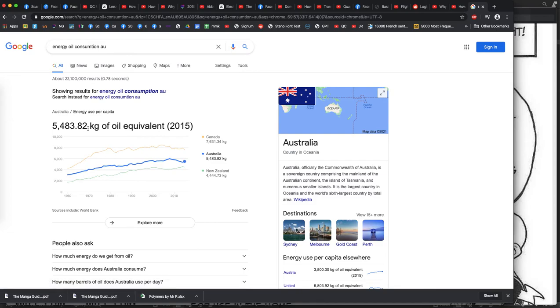Okay, so is that per year? Energy use per capita? I'm going to assume that's per year. Okay, so you're going to need 5 tons. Well, I don't know the density of oil, but for the sake of argument, yeah, 5 tons of oil, 5.5 tons of oil per person, right?